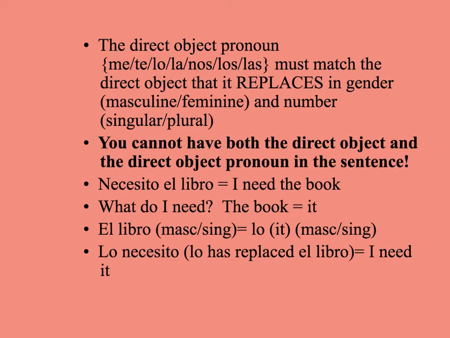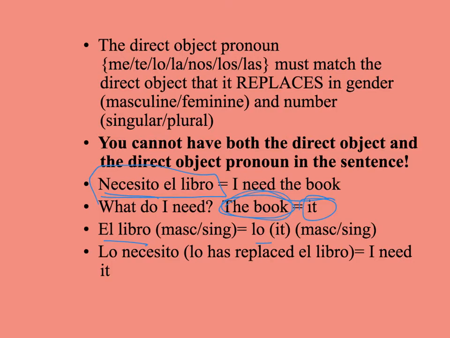So if you have a sentence, necesito el libro. First step is identifying the direct object. Remember, we go to the verb. I need the book. What do I need? Oh, the book. Okay, so that's my direct object. In English, if I'm repeating that sentence, I need the book, I need it. You can take out the book and replace it with it. You can do that in Spanish as well, but they have to match.